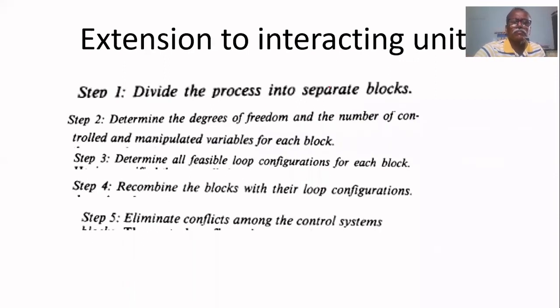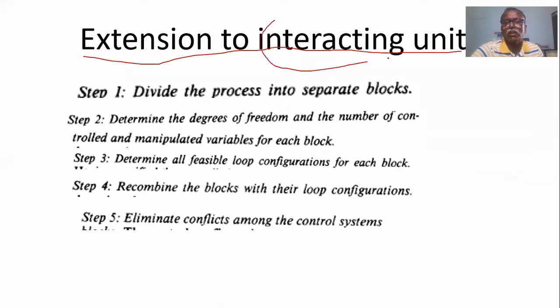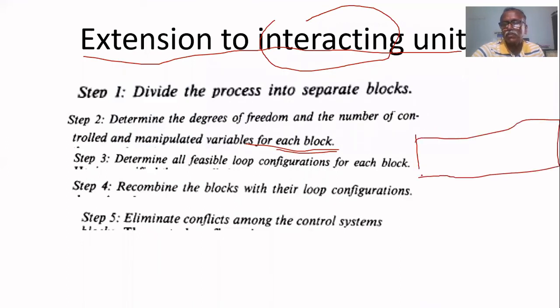This concept can be extended to interacting units in a plant. The plant can be separated into small interacting units. Determine the degrees of freedom and the number of controlled and manipulated variables for each block. You are separating a complete plant into so many blocks, up to this one process, up to this one process, like that.